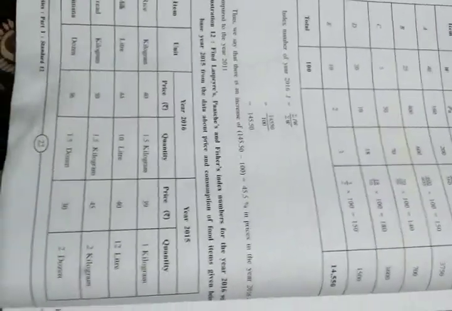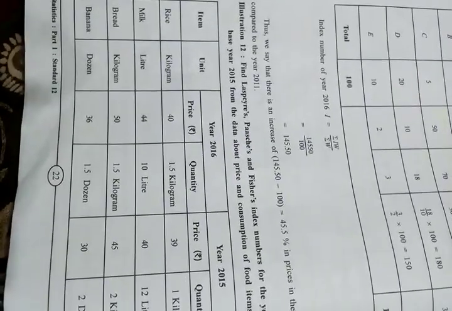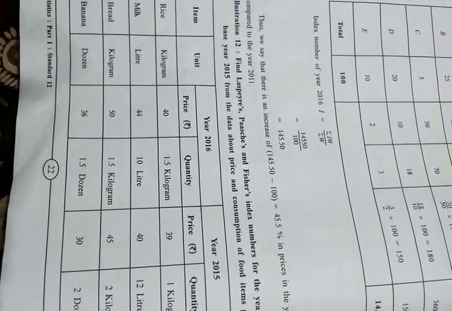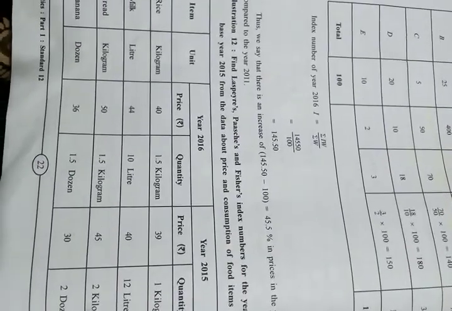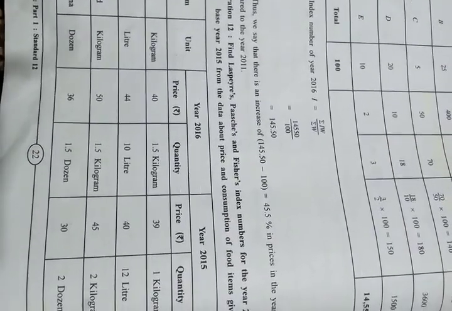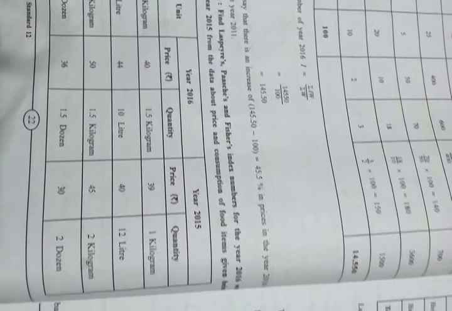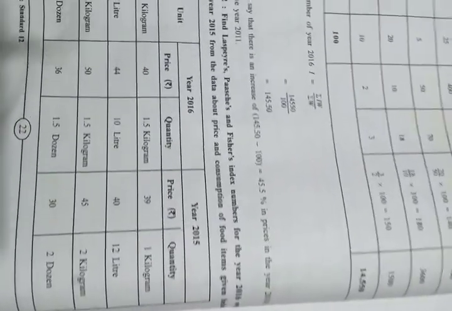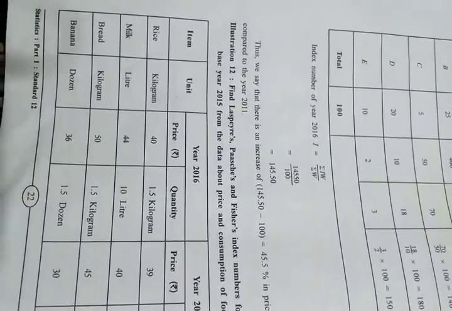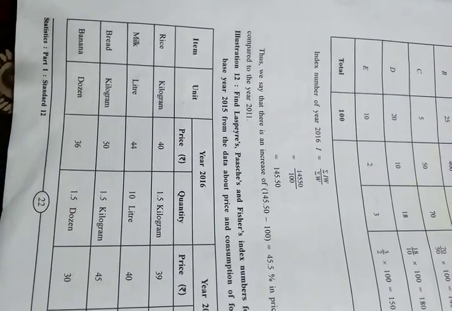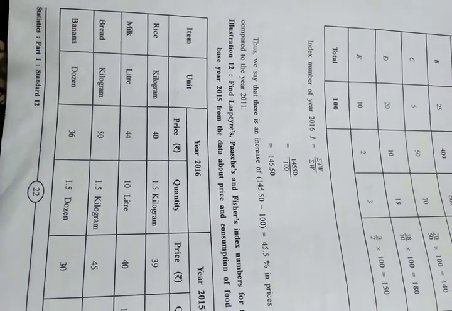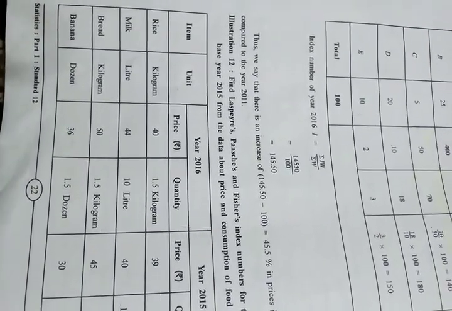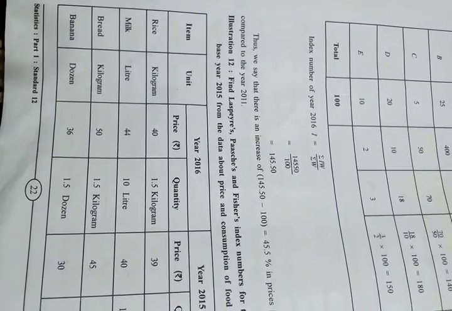Now in the next question, that is illustration number 12, what you are asked: find Laspeyres, Paasche's and Fisher's index numbers for the year 2016 with base year 2015 from the data about price and consumption of food items given below. See, you are given how many items: rice, milk, bread and banana. 4 items. Unit given is kilogram, liter, kilogram and dozen.